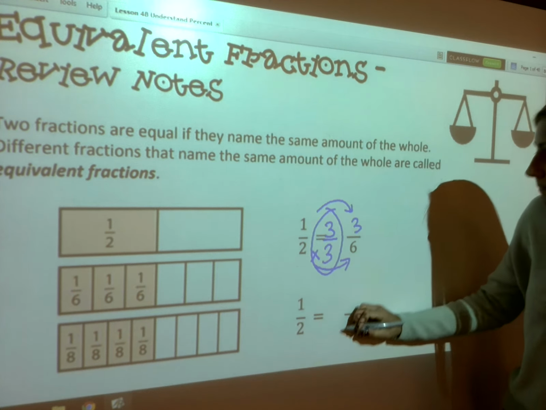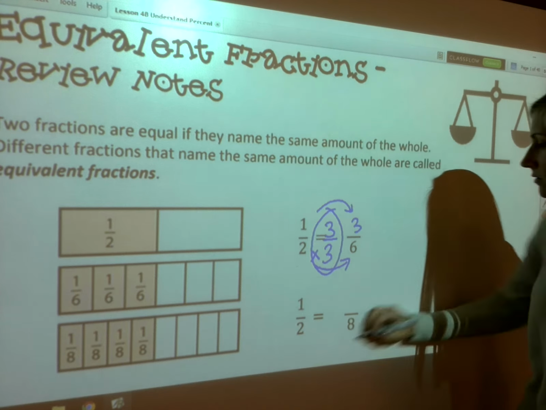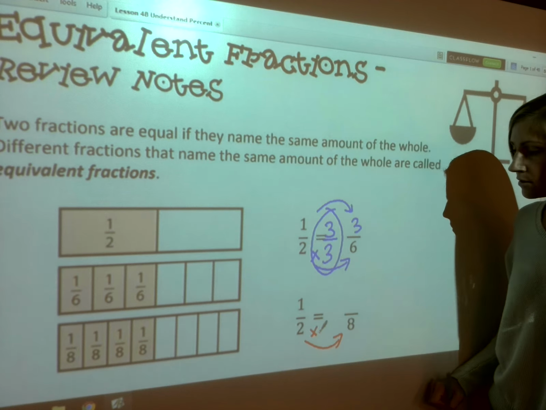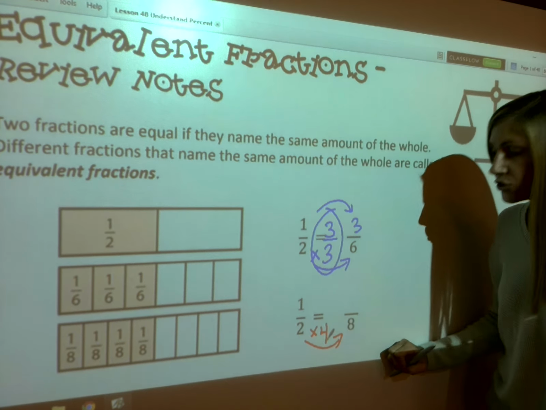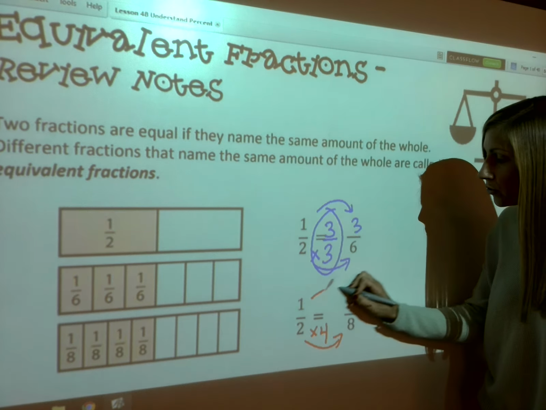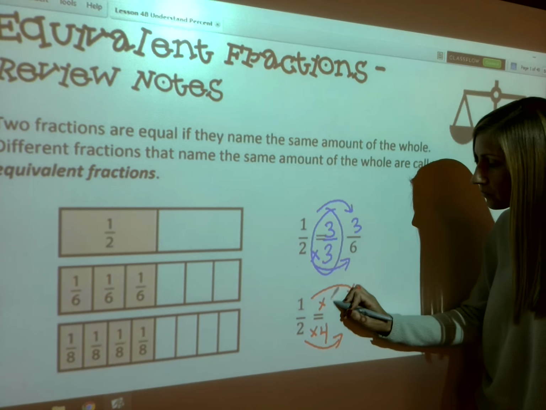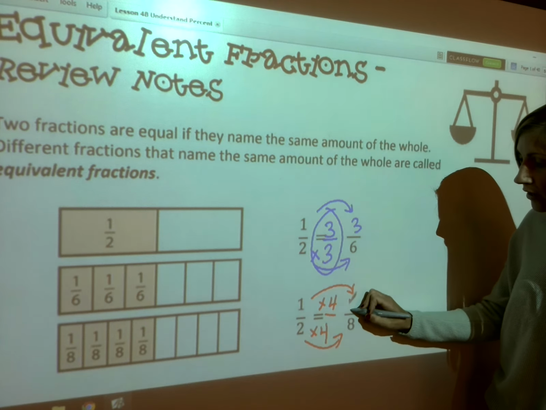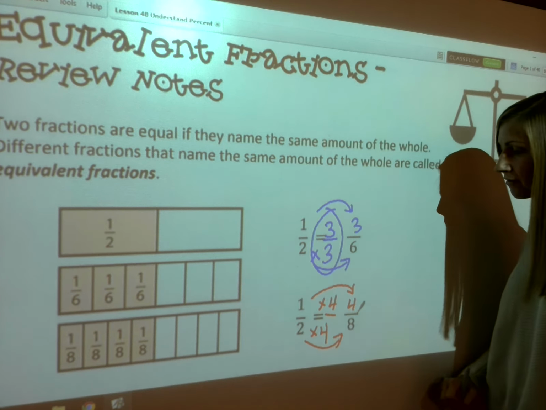So let's try another one. What times 2 equals 8? How are we going to get to that 8? Multiply it by a 4. So what do we do to the numerator? We multiply it by 4. And when we multiply that one by 4, we get 4 over 8, which is equivalent to a half.